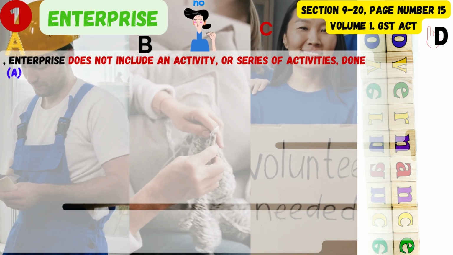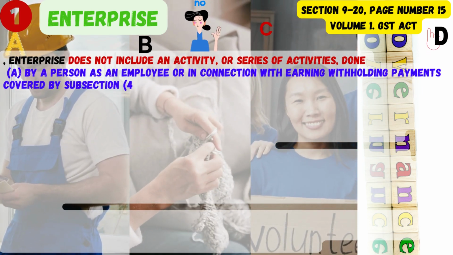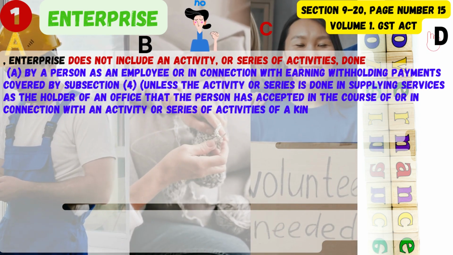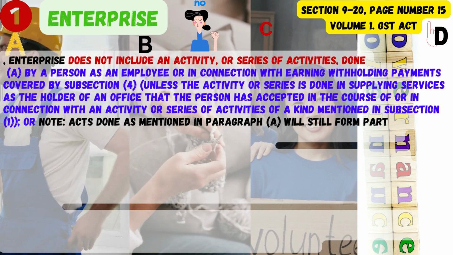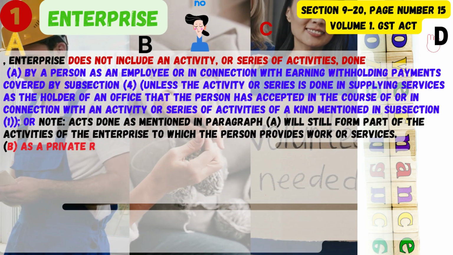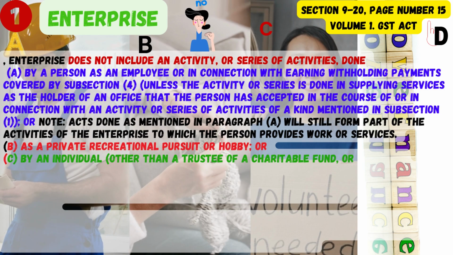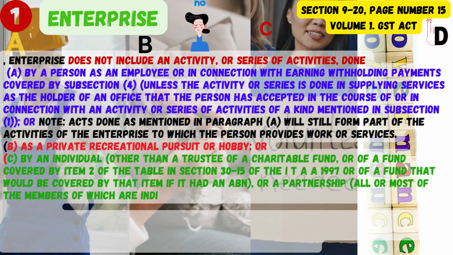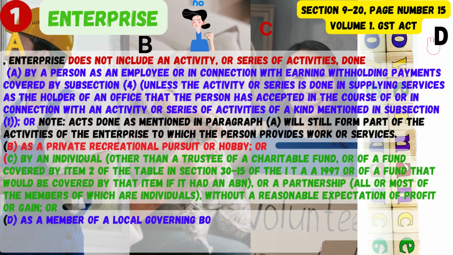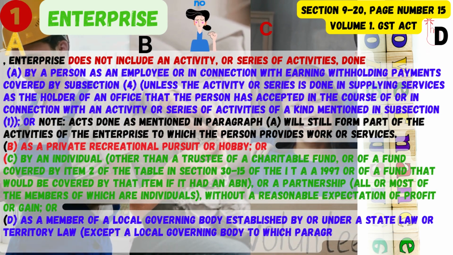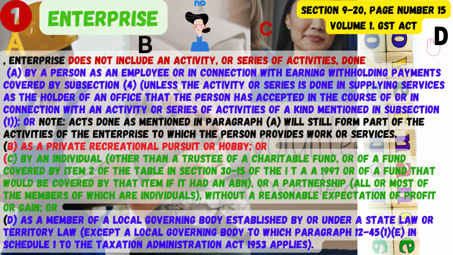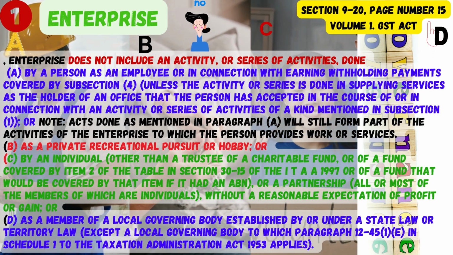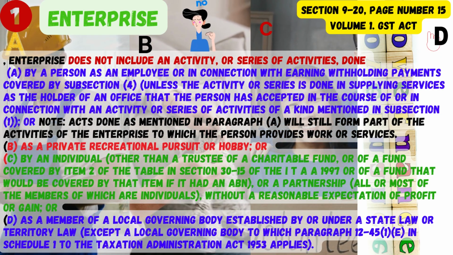2. However, enterprise does not include an activity, or series of activities done A. By a person as an employee or in connection with earning withholding payments covered by subsection 4, unless the activity or series is done in supplying services as the holder of an office that the person has accepted in the course of or in connection with an activity or series of activities of a kind mentioned in subsection 1. Note, acts done as mentioned in paragraph A will still form part of the activities of the enterprise to which the person provides work or services.